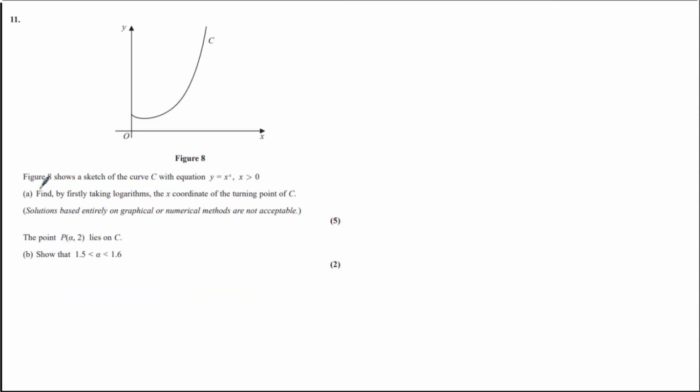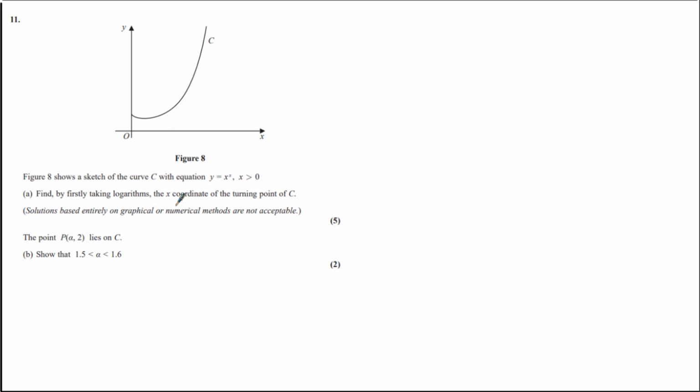Question 11. Figure 8 shows a sketch of the curve C with the equation y is equal to x raised to the power of x for values of x strictly greater than 0. Part A asks us to find, by firstly taking logarithms, the x-coordinate of the turning point of C. And it says solutions based entirely on graphical or numerical methods are not acceptable. And this is a 5-mark question.